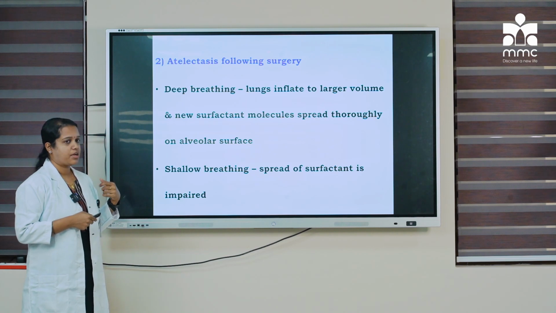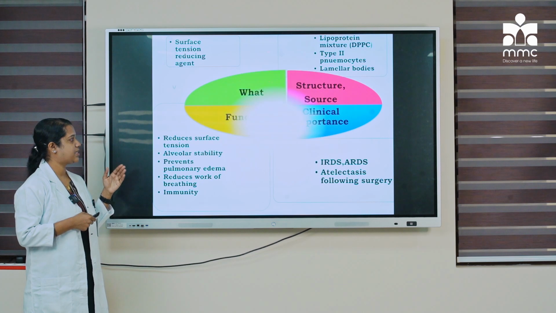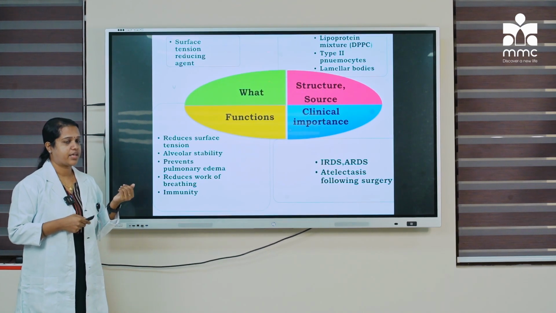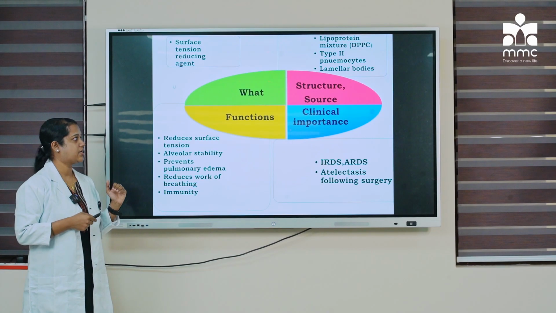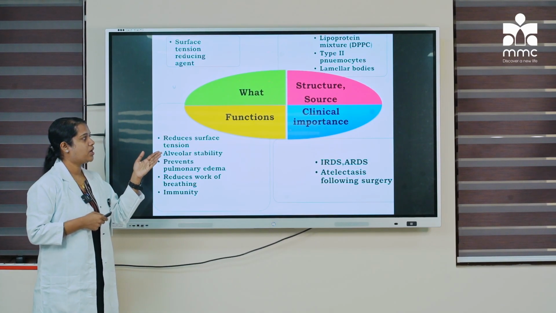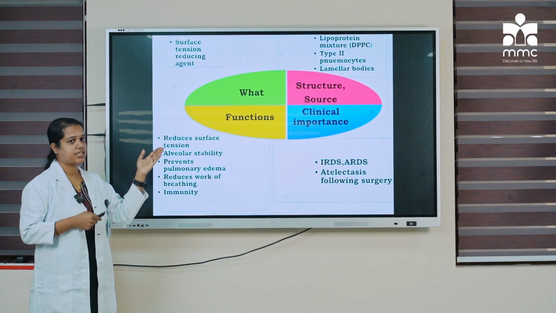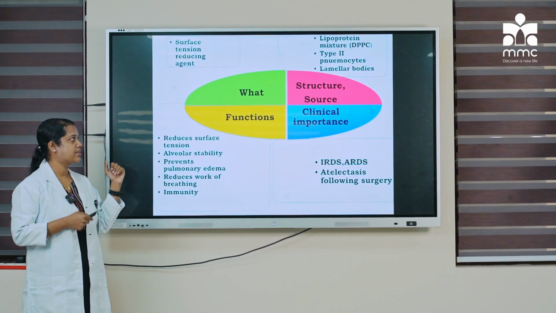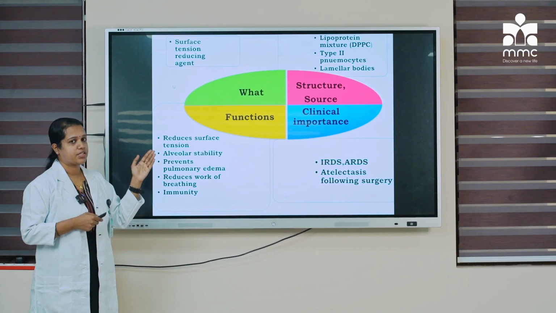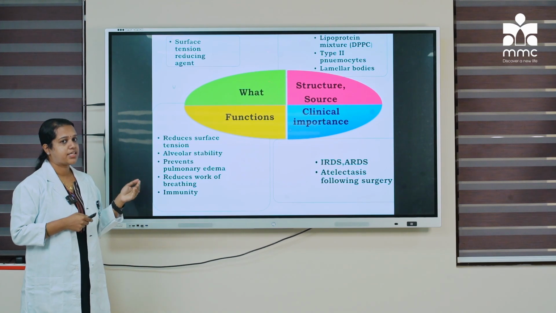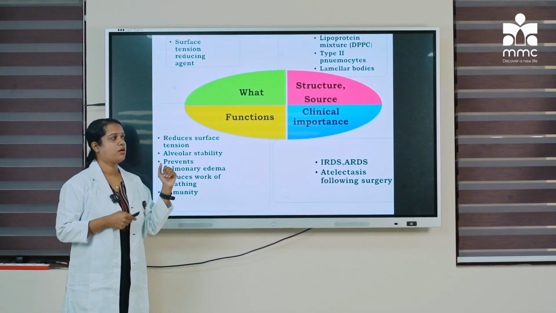So with that we have come to an end of the topic. So to summarize, today we have seen what a pulmonary surfactant is. It is nothing but a surface tension reducing agent. Then we have seen the structure and the source of the surfactant. So the primary source of the surfactant is from type 2 pneumocytes, and the main component of surfactant is dipalmitoyl phosphatidyl choline. And from where are these surfactant molecules stored? They are stored within the lamellar bodies.